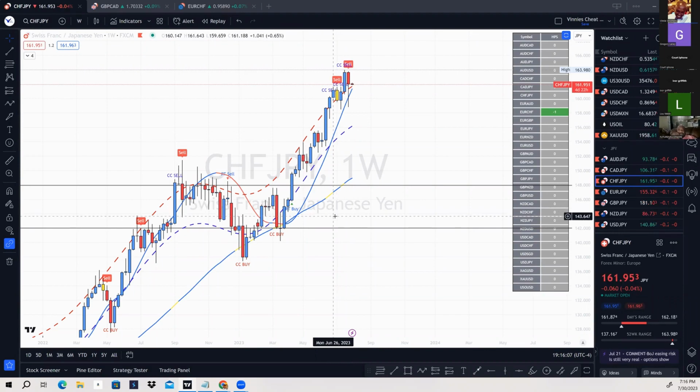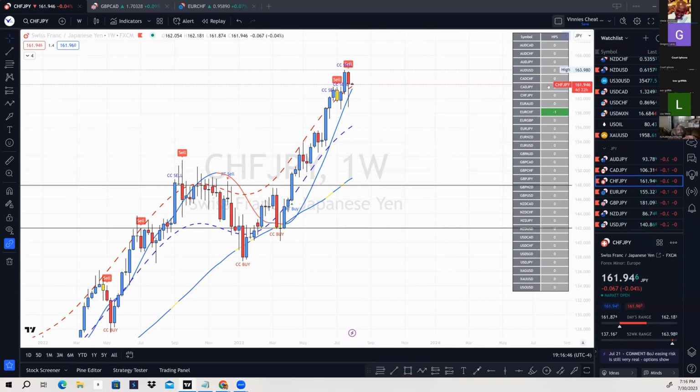Those are some pairs that are negatively correlated. CHFJPY and CAD Swiss are negatively correlated. So as one is moving in a certain direction, the other should be moving in the opposite direction. Those are the pairs I see at the beginning of this week that we can trade. I will be putting these signals out inside of our free Telegram group and also in the paid Telegram group. But that is how we use the cheat code, guys. Very simple, very easy to use.